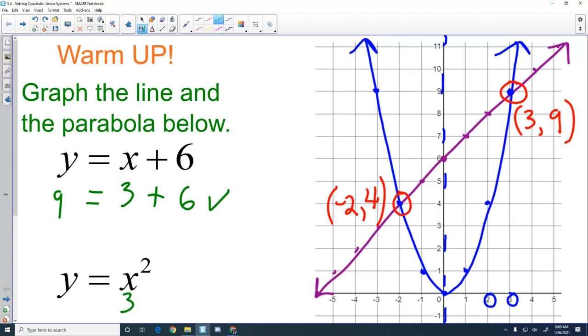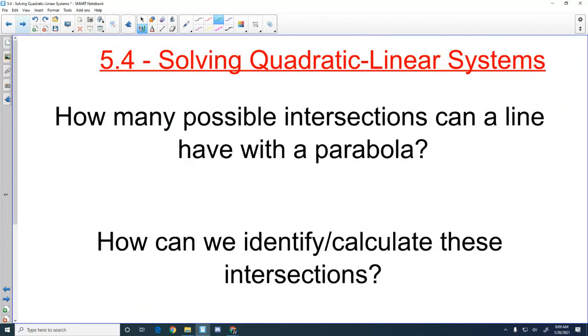If x is 3 and y is 9, is this a true statement? Well, yes, it is, absolutely, because 3 squared is in fact 9. So that also works. And if we plugged in the -2 and the 4, we'd get the exact same solution. So that's what we're doing here. That's what today's whole lesson is. It's solving a quadratic linear system.